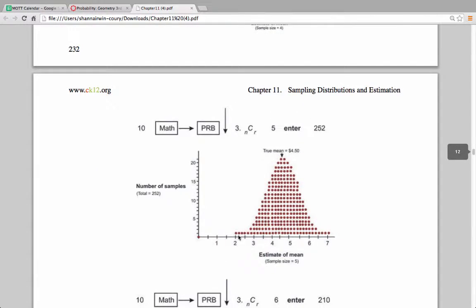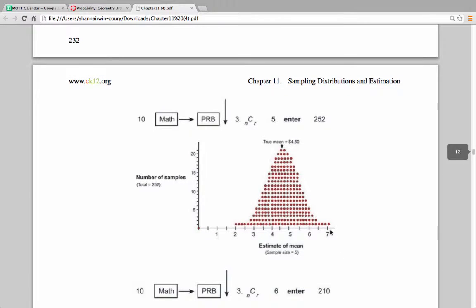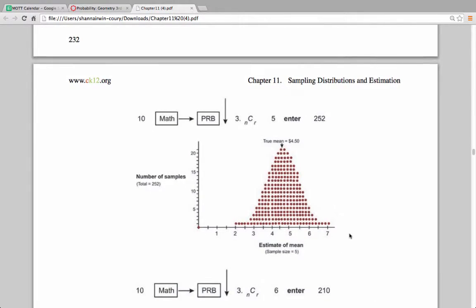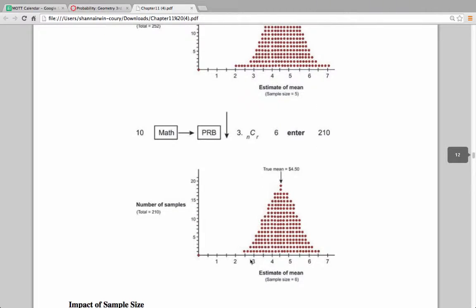Here's 5. So remember, every one of these is a sample mean. So now the lowest mean you can have is 2, because if you choose 0, 1, 2, 3, 4, the average is 2. And there's only one way to do that. Same thing up here with 7, I assume that's supposed to be. And then here's with sample size 6. Now you can't get 2, right? So it's all kind of squishing together because you're having less and less chance for outliers to mess you totally up.